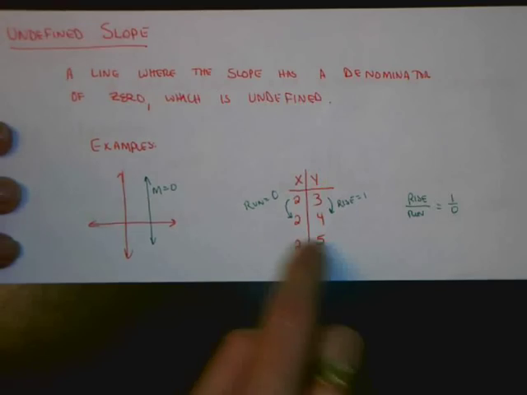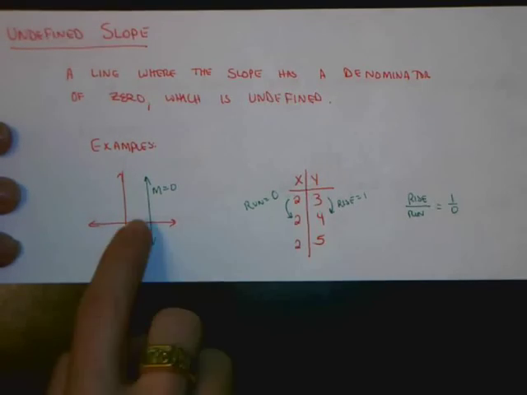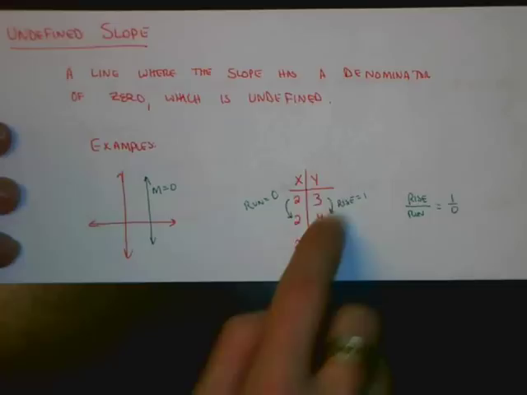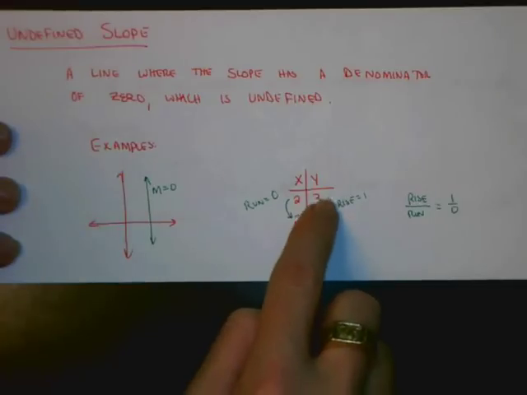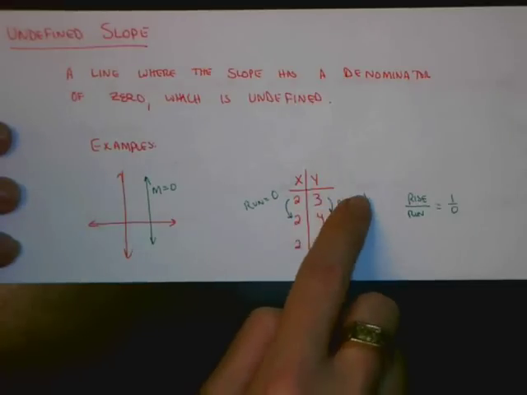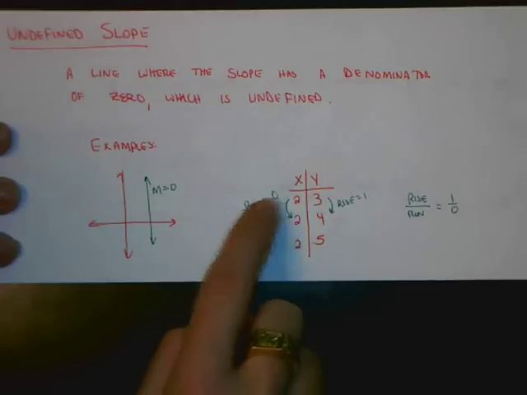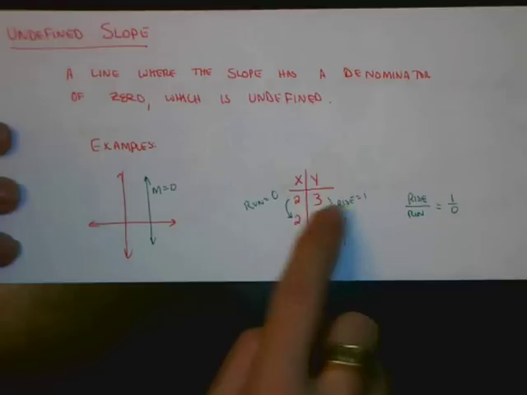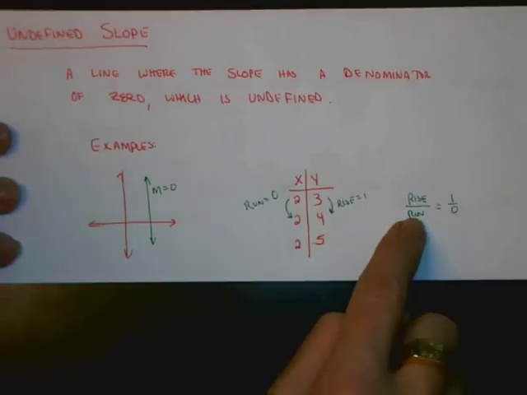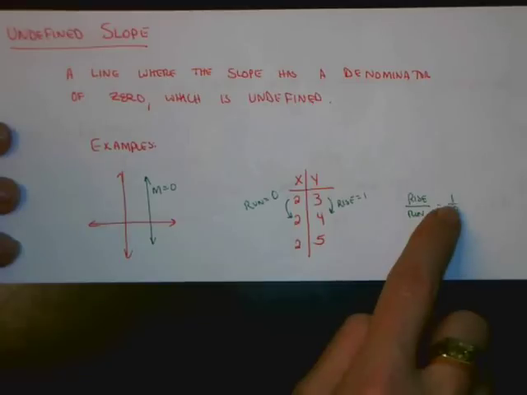If we were to look at it in a table, here are some points that you might find along this green line. As I go from 3 to 4, that's moving up by 1. My rise is 1. As I go from 2 to 2, my run is 0. I'm not changing at all. When I plug these numbers in to the rise over run formula for slope, I end up with 1 over 0. Dividing by 0 is undefined in math.